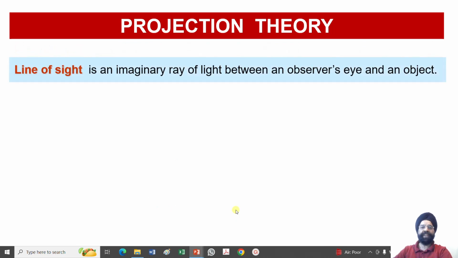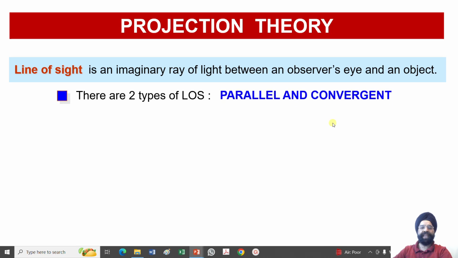Then let us start with the first method of the projection theory, that is based upon line of sight. A line of sight is an imaginary ray of sight between an observer's eye and an object. As I have told you, there are two types of lines of sight. One type is parallel line of sight, and the second type of projection lines will be convergent type.